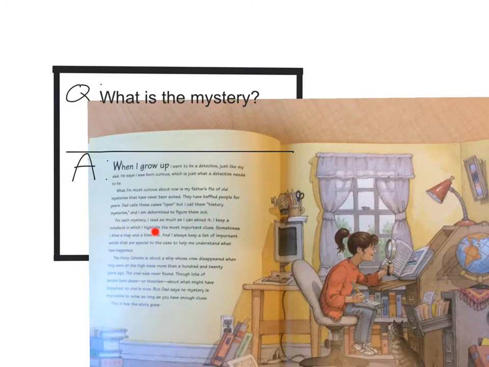For each mystery, I read as much as I can about it. I keep a notebook in which I highlight the most important clues. Sometimes I draw a map and a timeline, and I always keep a list of important words that are special to the case to help me understand what has happened. The Mary Celeste is about a ship whose crew disappeared when they were on the high seas more than 120 years ago. The crew was never found. Though lots of people have ideas or theories about what might have happened, no one is sure. But Dad says no mystery is impossible to solve as long as you have enough clues. This is how the story goes.